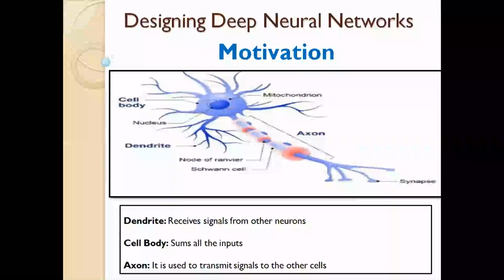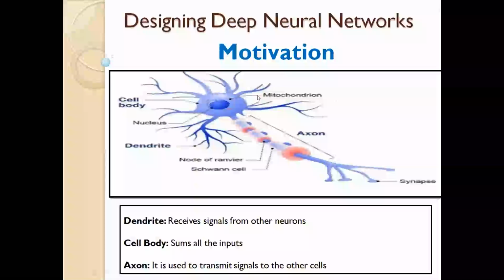Inside the biological neuron, the dendrite receives the signal from other biological neurons. After receiving the signals from all the neurons, the cell body adds up, sums up all the signals. And after summing up all the signals, whatever the result is, that resultant signal is sent to other processes with the help of the axon. This is the biological neuron working. We don't have to spend much more time here.